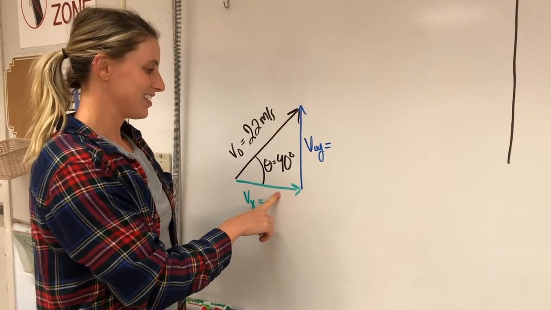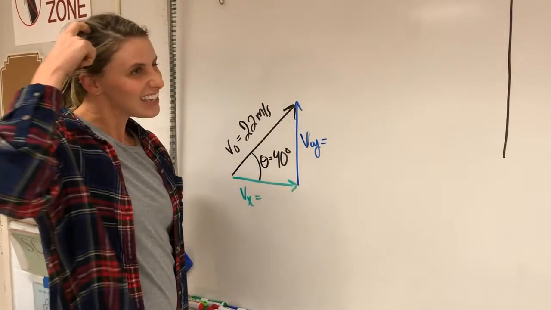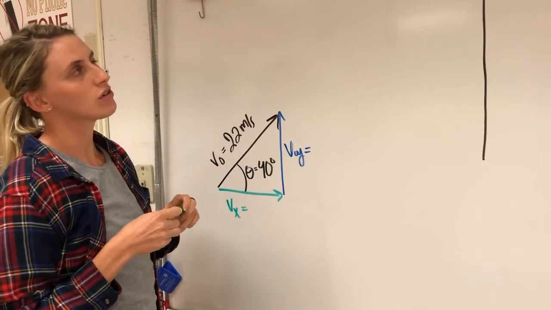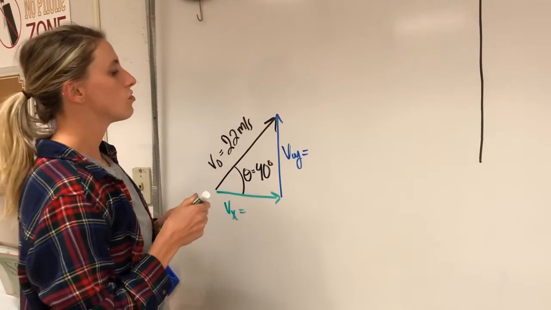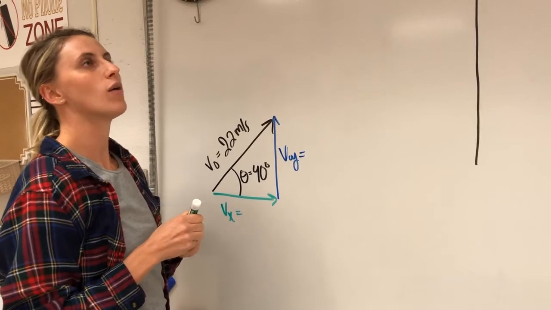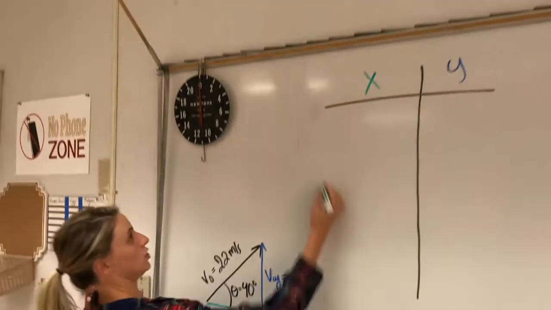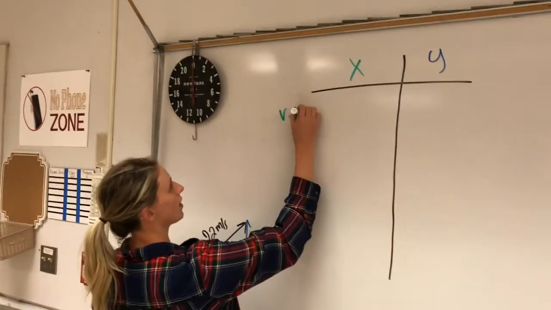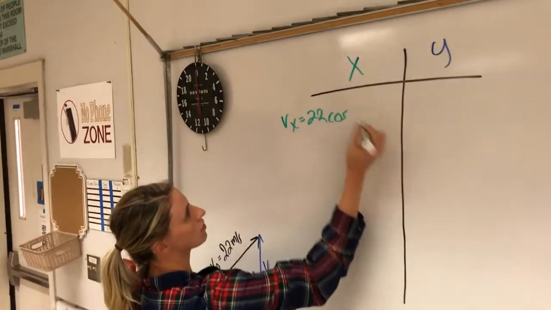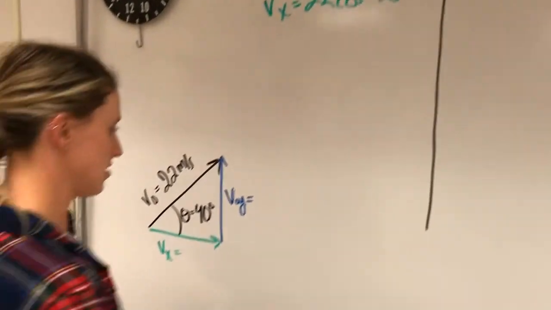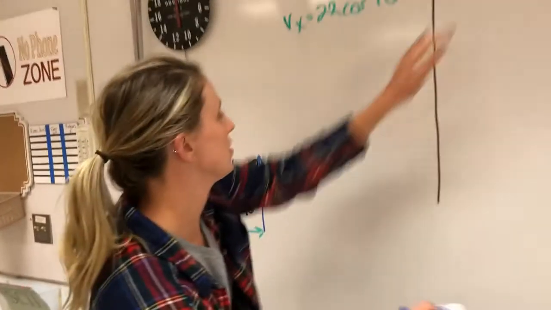All right. So what part of the triangle is this? I think that's the adjacent side. Uh-huh. So adjacent, is it? Sine, cosine, tangent, adjacent, cosine. Okay, so I'm gonna say V of X equals 22 times the cosine of 40, okay? So if that is the cosine, what must this be?